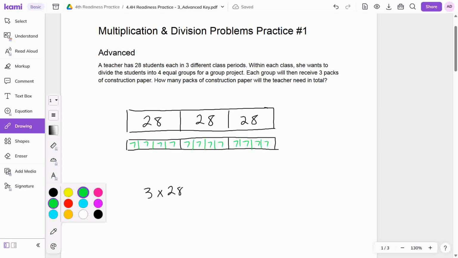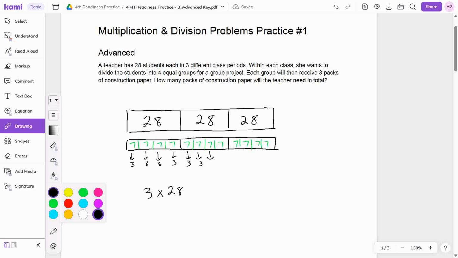Then each group will receive 3 packs of construction paper. So what I need to do here is figure out how many 7s I have. I've got 4, 8, 12. Okay. And then I'm just going to say each of these gets 3, like this. So how many packs of construction paper?